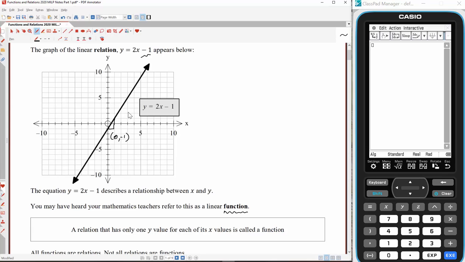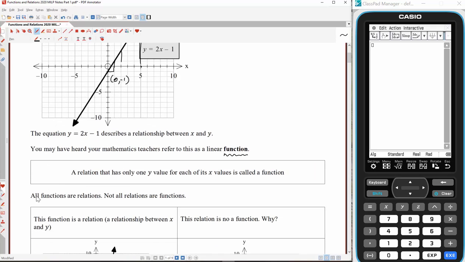Let's have a look at this linear relation here. At x equal to 5, what's its y value? It's 9. At x equal to 2, the y value is 3. What we note is that for each of the values of x, I get a maximum of one y value, and that's called a function. Just to make the point, all functions are relations, but not all relations are functions.